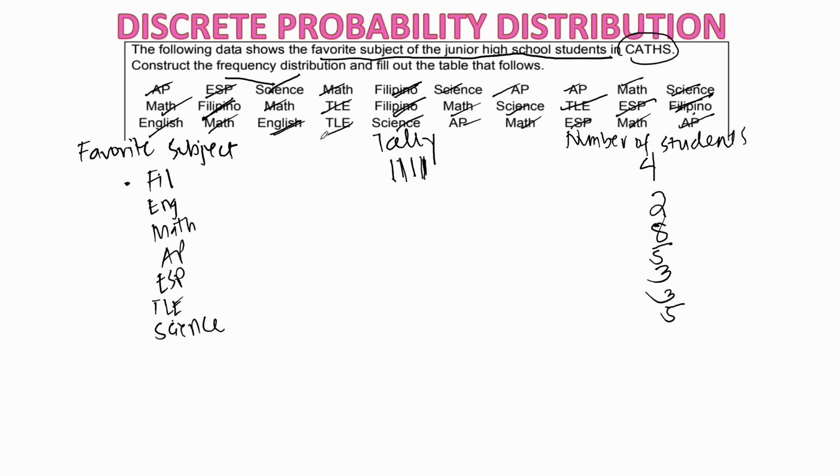ito-total mo to niyan. Okay? So, ano ba yung number of students? Kasi hindi naman dineclare kung ilan yung number of students, di ba? So, kung to-total natin to, ang number of students ng CAT-HS is 30. So, mayroon kang 30 students, no? Na tinignan mo kung ano yung mga favorite subject nila. Okay?